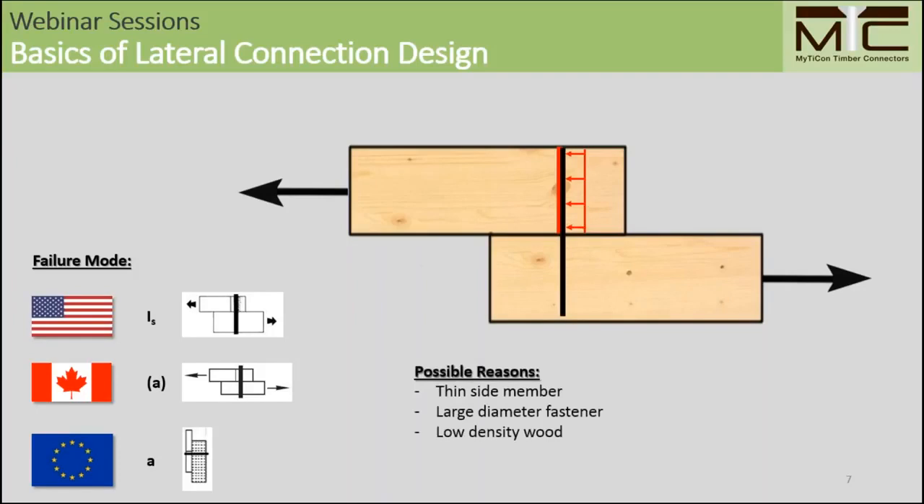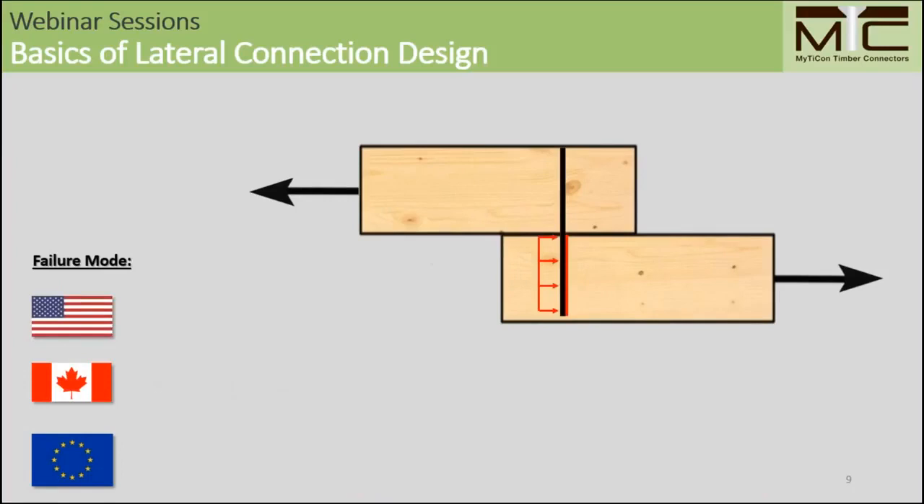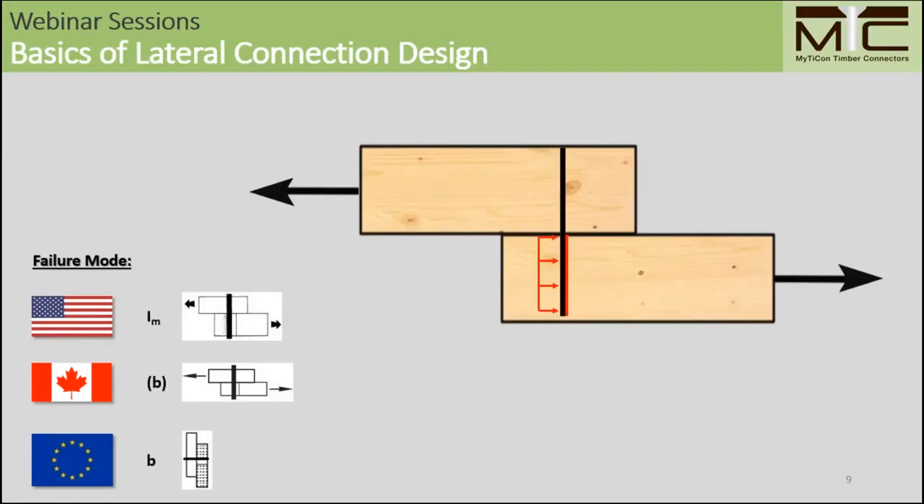Reasons for this failure mode are relatively thin side members or large diameter fasteners, so relatively stocky fasteners or low slenderness, and therefore the wood is not able to deform the fastener plastically. Now if we turn around this connection, we can see the same effect can also happen in the main member, where we also see a linear crushing effect of the fastener in the wood. This failure mode is referred to as failure mode 1M, where M stands for main member.